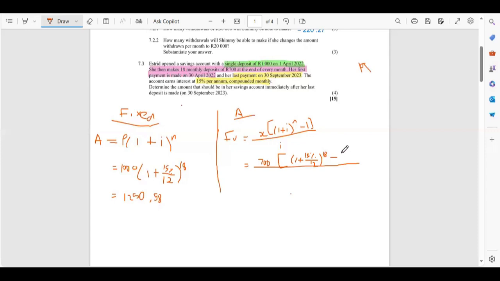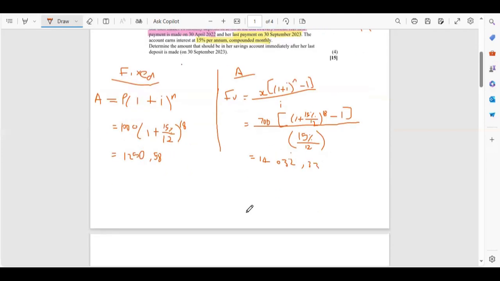minus 1 all over our interest. Now, our interest is 15%. But remember, this 15% is compounded monthly, so we're going to need to divide it by 12. All right, now you need to punch this into your calculator. And if you punch it into your calculator, you should get 14,132. So it's 14,132.33.